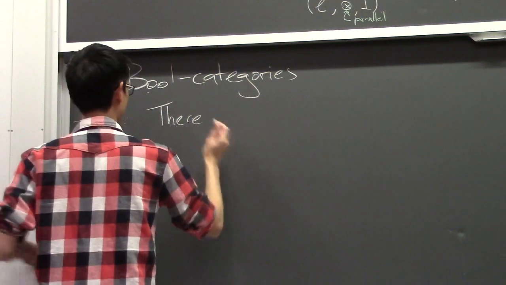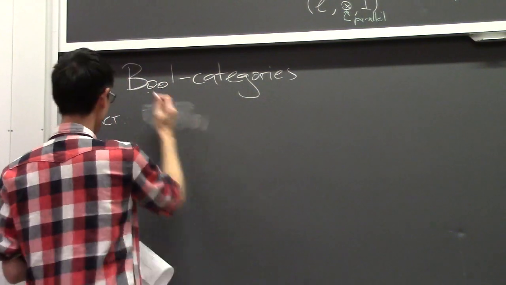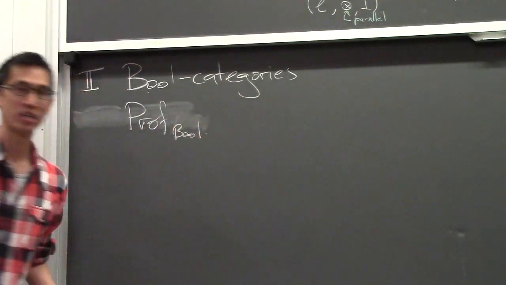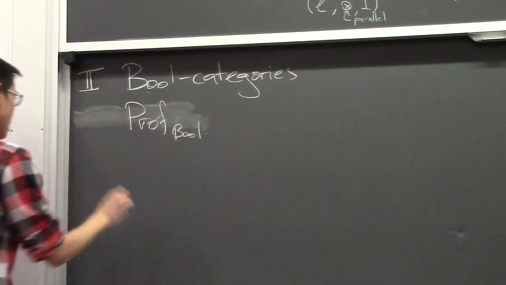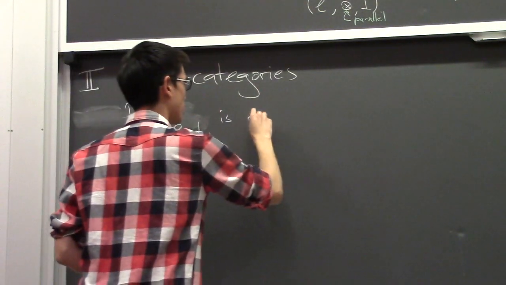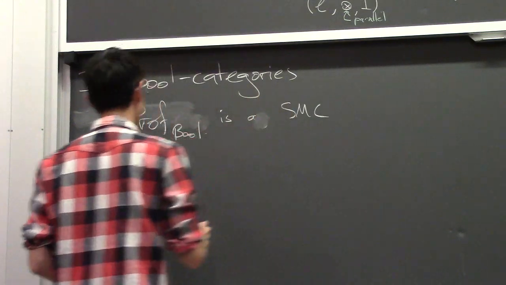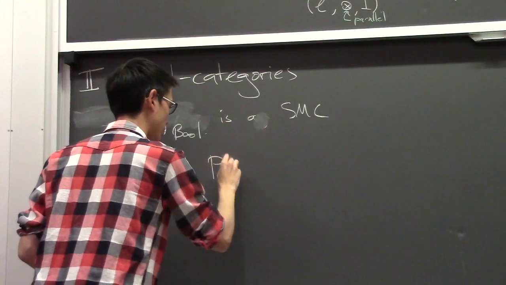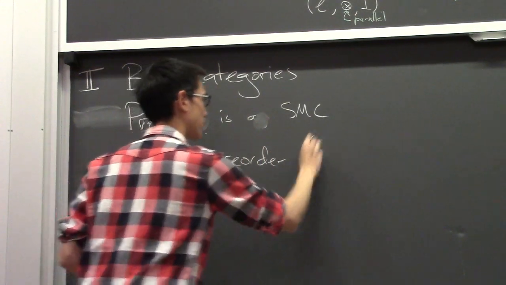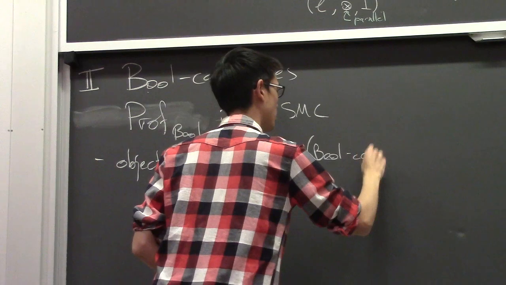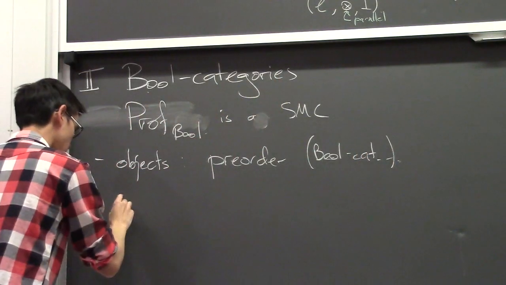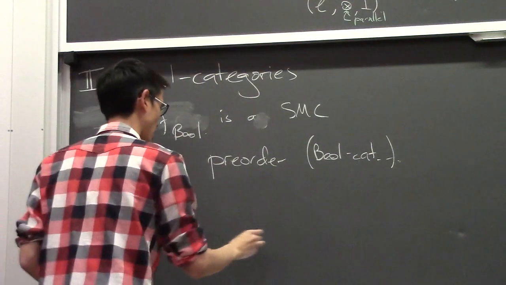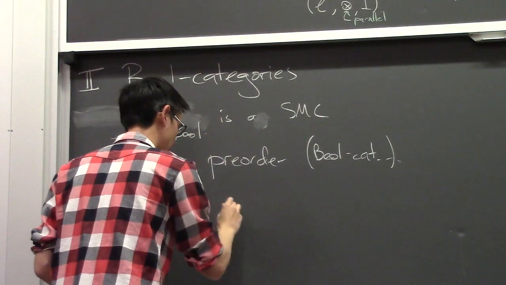There's a nice fact, something we're exploring at the moment, that there is a symmetric monoidal category, Profunctors. So let's figure out what the structure is in Boolean Profunctors. This is a symmetric monoidal category. The objects we saw are preorders, are Bool-categories. The morphisms are these things called feasibility relations.